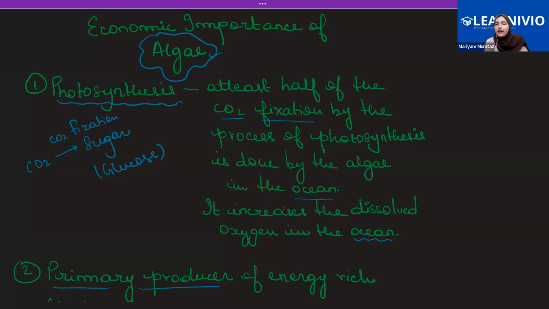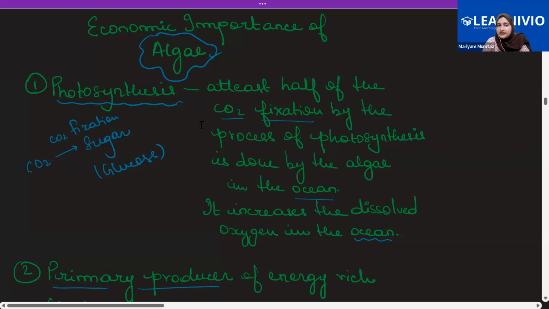Glucose molecule, right? Yes, ma'am. So at least half of the CO2 fixation by the process of photosynthesis is done by the algae in the ocean. Because of which, other than producing the food, what is the byproduct of photosynthesis? Oxygen. So because it is also releasing oxygen in the water body, the dissolved oxygen in the ocean also increases. It means more and more oxygen for the aquatic organisms, right? Yes, ma'am.